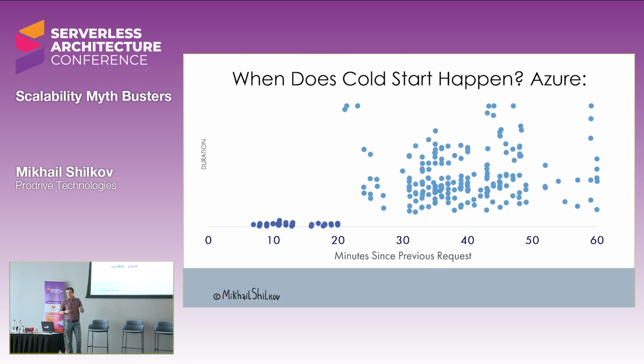So I start with the interval. That's for Azure, and this chart shows some sample requests. The vertical axis is duration, and the horizontal axis is the time interval between two subsequent requests, in minutes. So for Azure, you can see the clear picture that after 20 or 21 minutes, they kill your worker, and if you hit the application at that point, they will have to go for the cold start. And all the points before that are always fast.